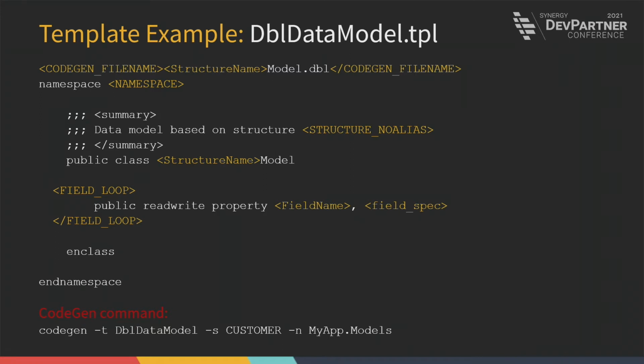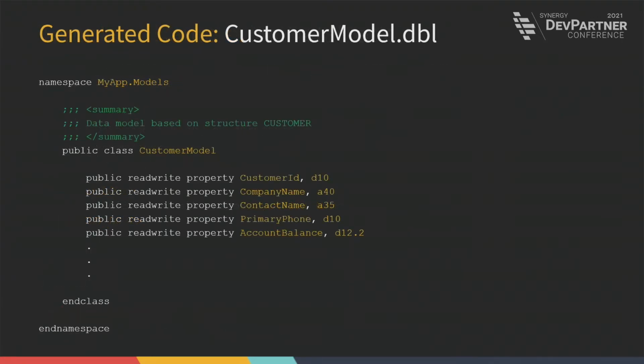That provides the value for the namespace token. And then we're producing a class based on the name of the structure. We're iterating through every field in the structure and providing a public read-write property. And again, if we use the CodeGen utility with the command line shown below, then this is basically an example of what we might produce with that template.